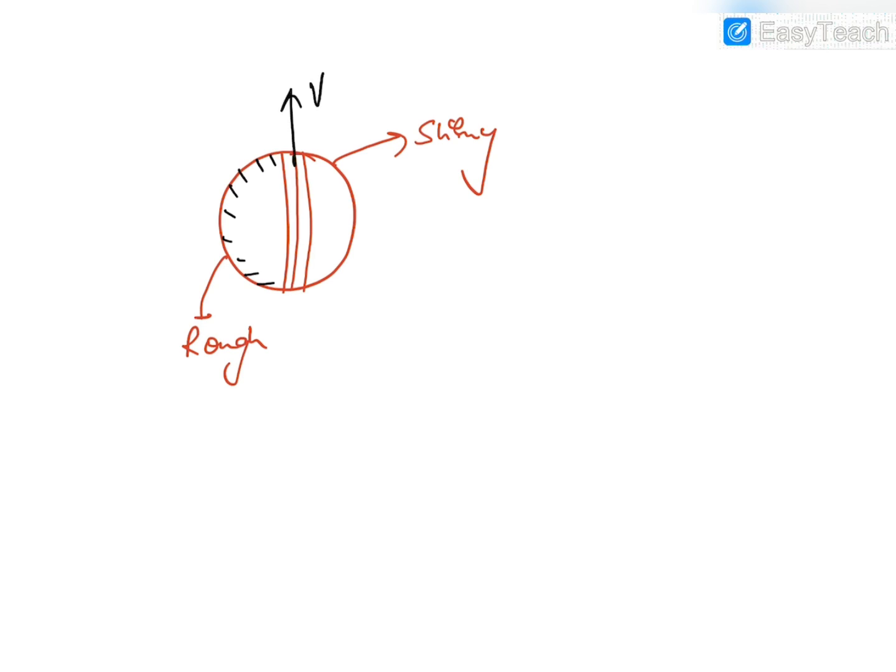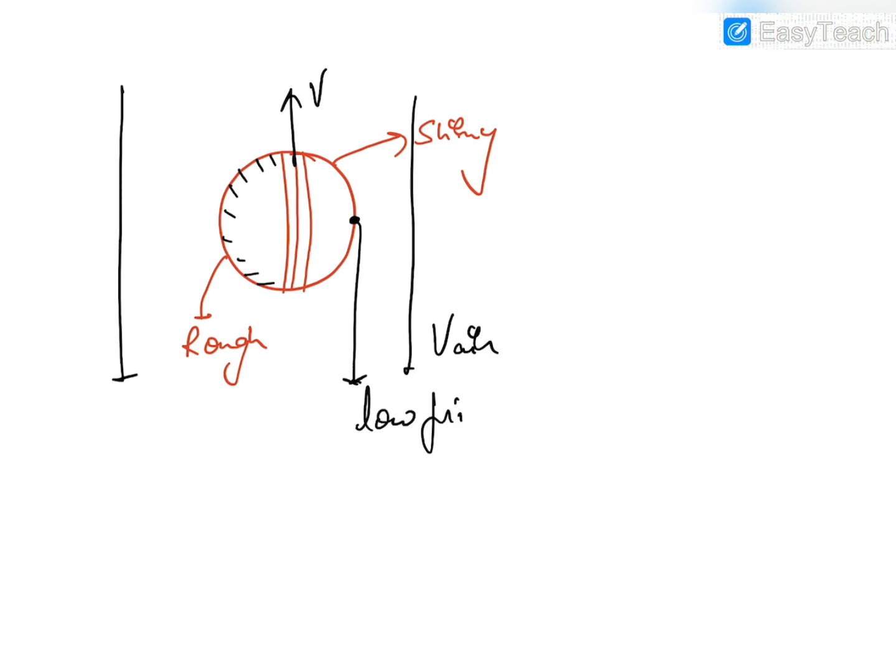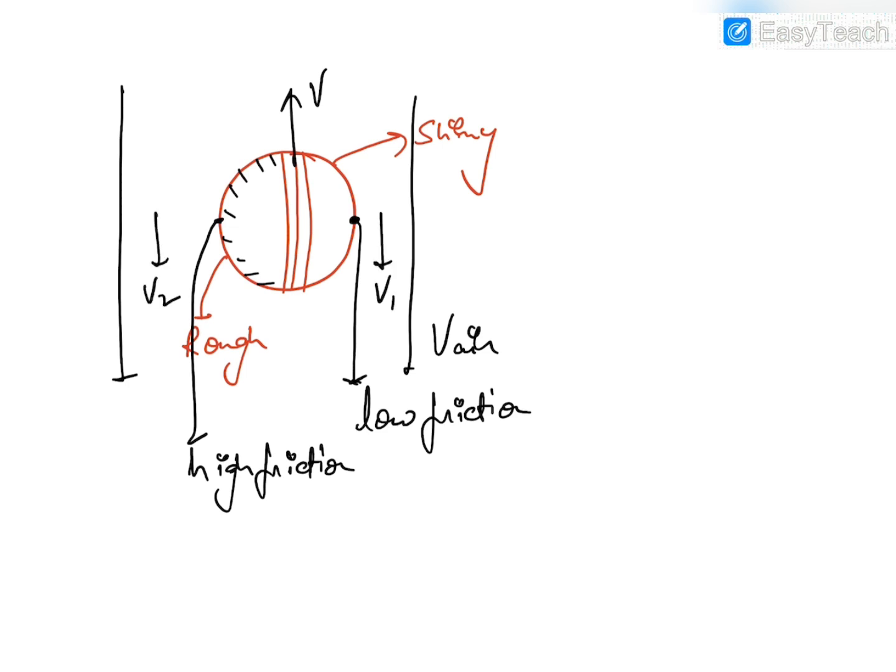And the ball is being thrown. Now in fast bowling there is no spin in the ball, so the ball is just thrown with some velocity, and let us suppose that air is moving with the velocity v air with respect to the ball in the backward direction. So obviously at this point the friction applied by the ball on the air will be low friction, because this side is the shiny side, and at this point the friction applied by the ball on the air will be high. This is high friction, and obviously the velocity of the air at this point is v1, and let's suppose at this point it is v2.